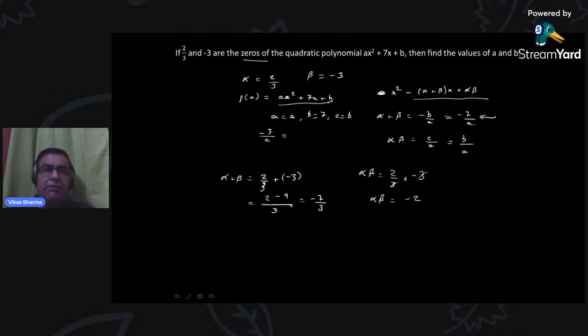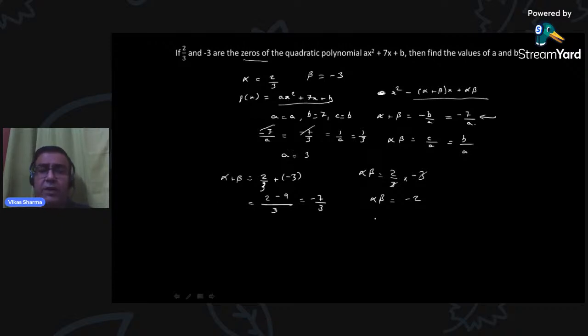So again, equating the two, we can straight away see that minus 7 by a is equal to minus 7 upon 3. Minus 7 and minus 7 can get cancelled. So 1 upon a is equal to 1 upon 3. Taking the reciprocals, we can say a is equal to 3. So we have found the value of a.